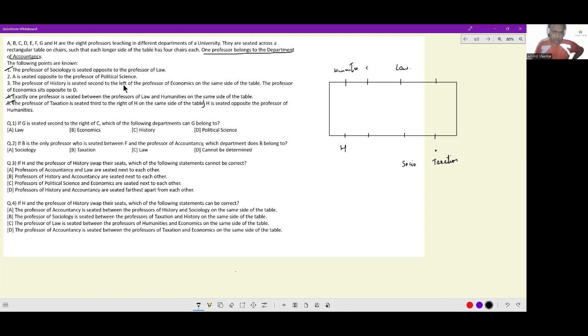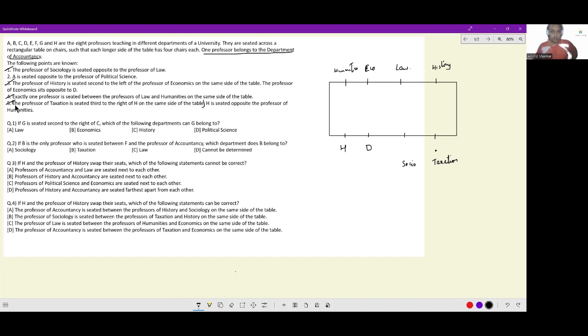Now we have the professor of history is seated second to the left of professor of economics on the same side of the table. Now this can only work out if economics is here and history is here, because you don't have two seats without their subjects mentioned with a gap of one. These are the only two spots. Economics and history is here. The professor of economics sits opposite to D. So economics is opposite to D. This can happen.